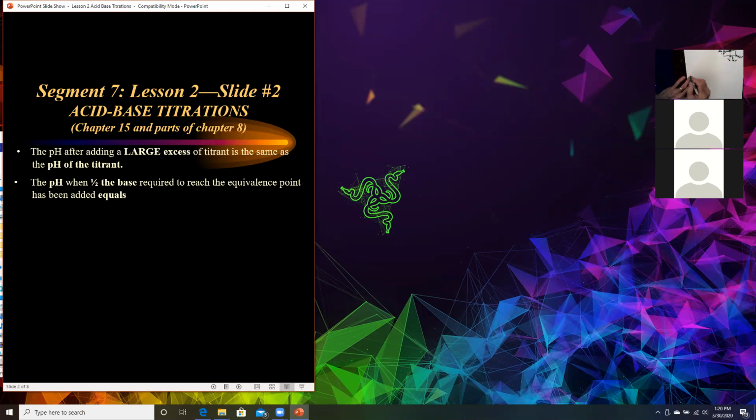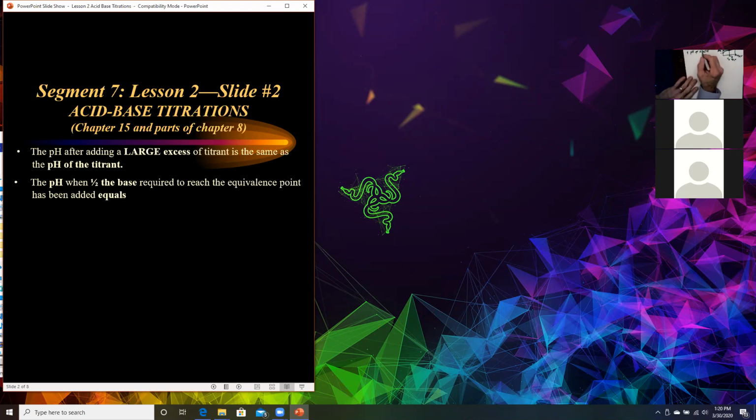Well, what are you doing? You're adding sodium hydroxide at some concentration. So this pH 4 is going to be the pH of the NaOH. Let's say we've added in this acid-base titration.